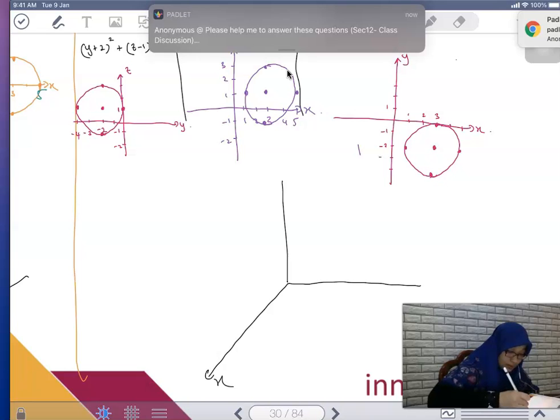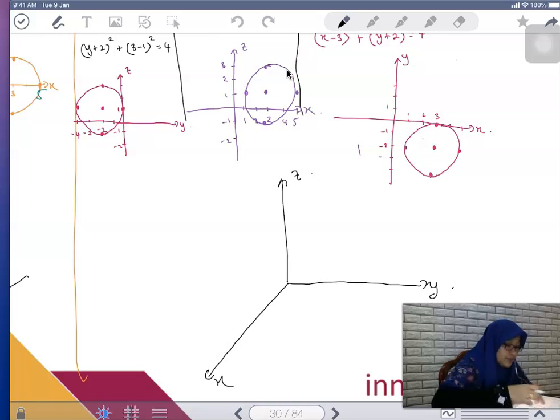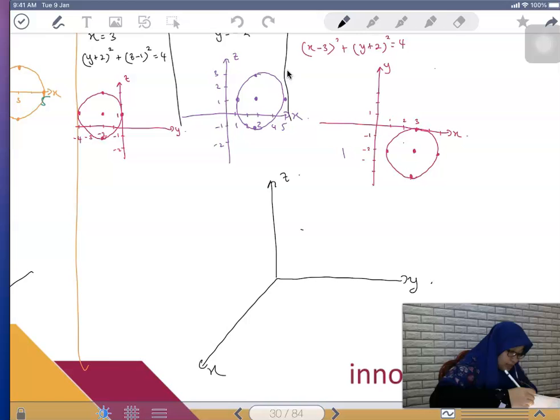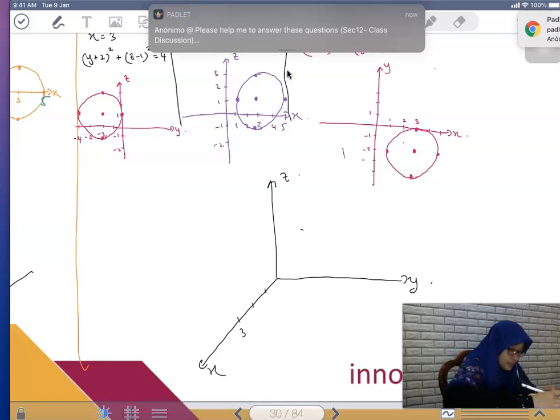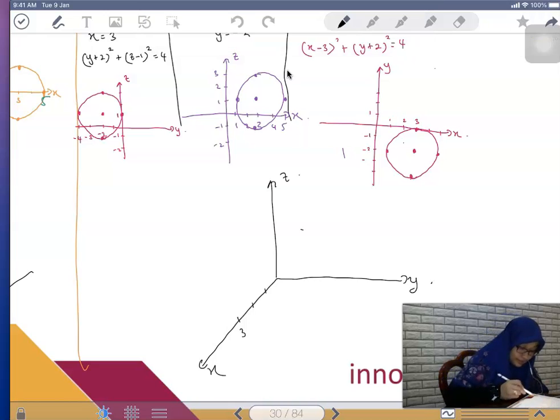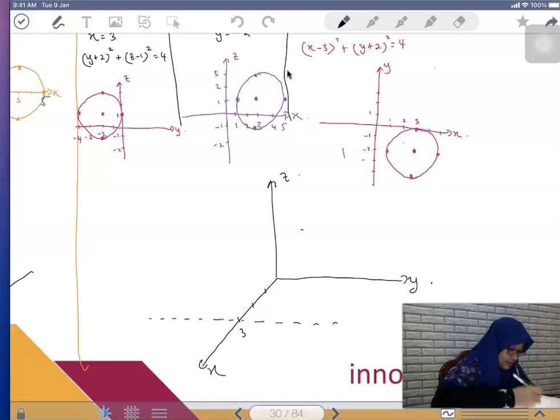X, Y, and Z. Okay, so the first one, just now we set x equal to 3. So now put the scale 1, 2, 3. So now you draw, so that is your new ZY. Okay. This is Z and your Y at x equal to 3.